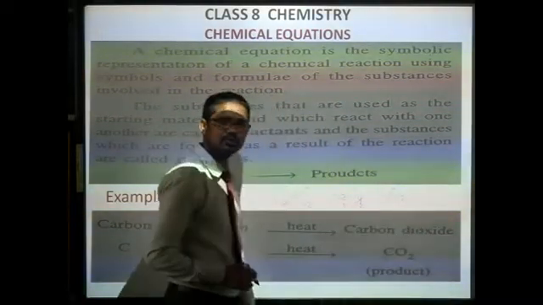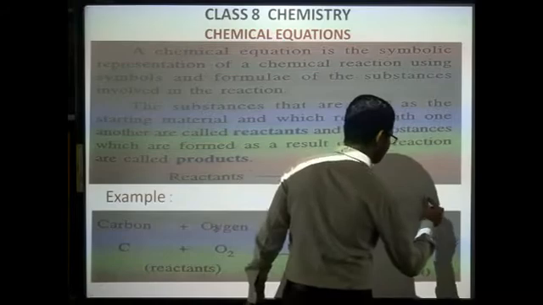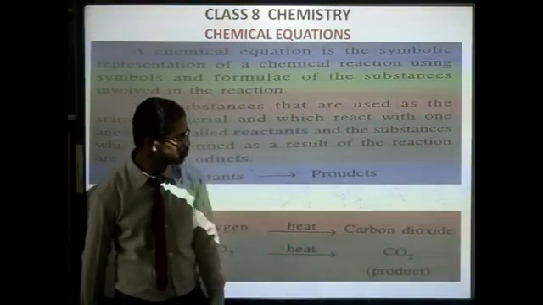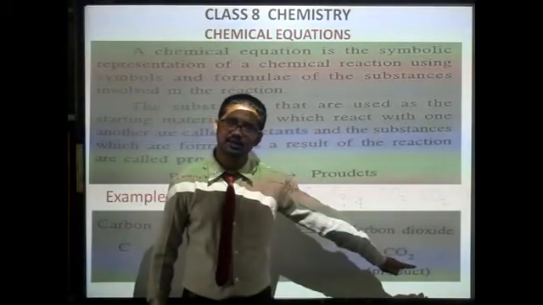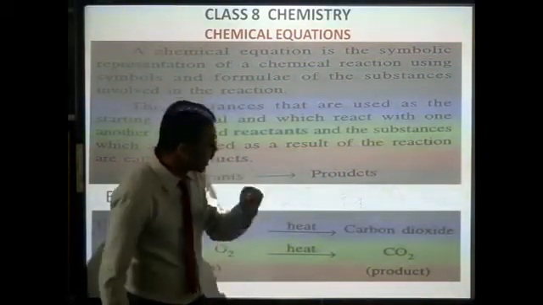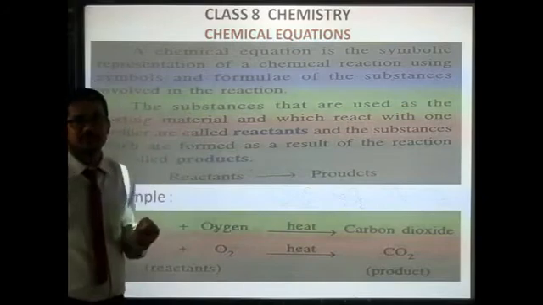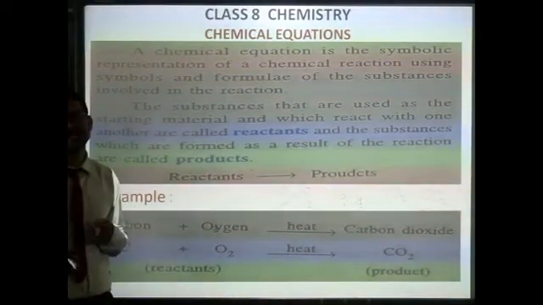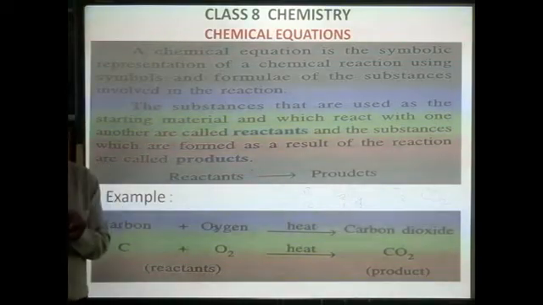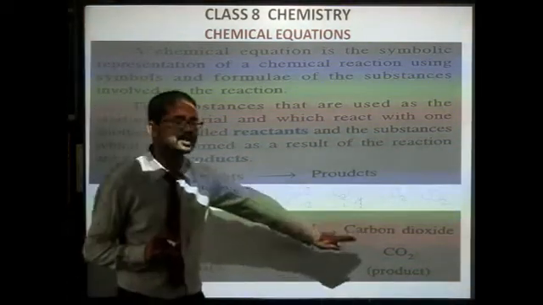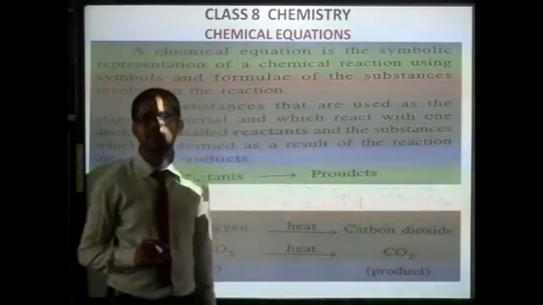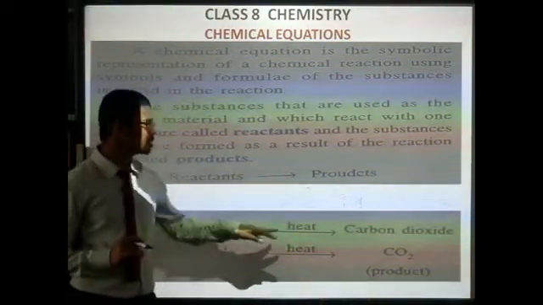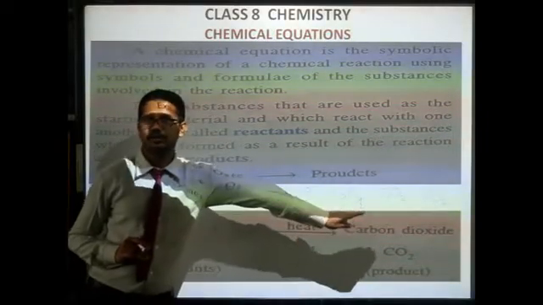C1O2. And we ignore this one, so it becomes CO2. So we get carbon dioxide. So while writing a chemical equation, the thing that we learned in the previous class, that is how to write a chemical formula, is required while writing the product. Yes, so carbon plus oxygen on heating gives carbon dioxide.